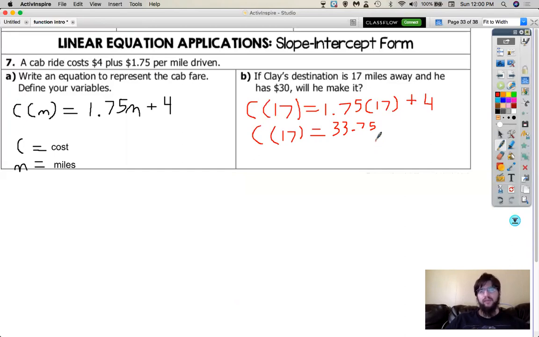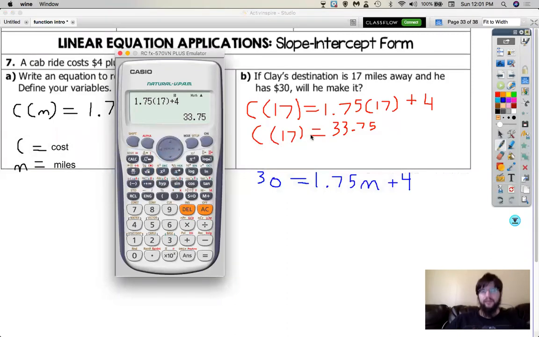All right. Well, another way we could have done it. We've got $30. How far can we go? Let's find out. So if we know we have $30, that's our output. That's our cost. So we plug it in for the cost. And this way we can tell Clay how much money he has to beg for. And it's M. We solve that for M. So if you have this calculator, go ahead and use it. If you don't, solve it. That's a basic linear equation.